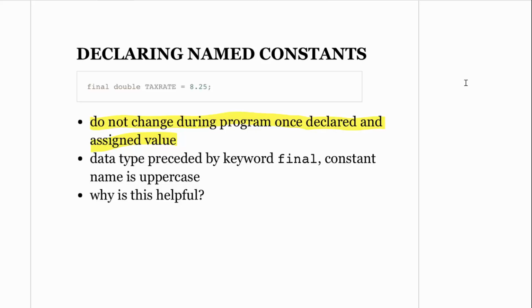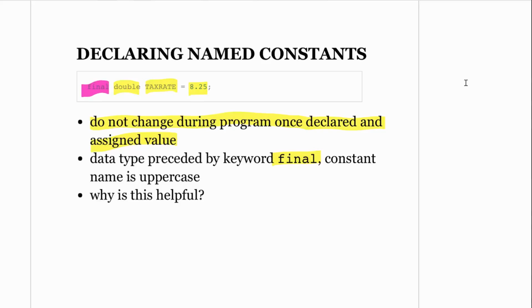So you have to have some kind of way of differentiating between the two. And the way you do that is by having the word final precede the data type. So as you see in the example up here, it's the same thing. They have a double. They have the name of their identifier, whatever you want to call it. In this case, they call it tax rate, and they have the value. But one thing that's important to note is that they have the word final in front of it.